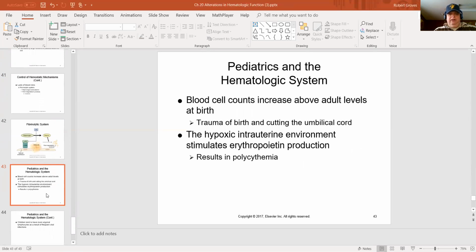At birth, blood cell counts are higher than they are at any other time in the life cycle. One reason for that is because of the hematopoiesis, which is occurring in the spleen of the fetus, and the other is because of a biological response to birth trauma, both from the delivery process and the cutting of the umbilical cord. Both of those stimulate a response for increased blood cells. Due to frequent viral infections, children tend to have an increased number of atypical lymphocytes.